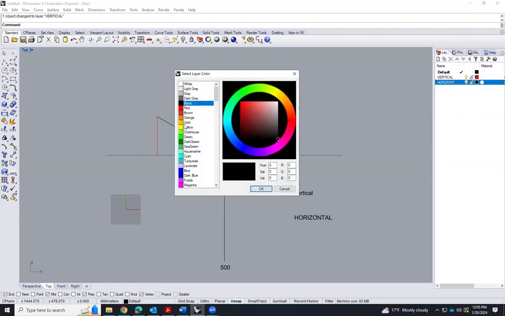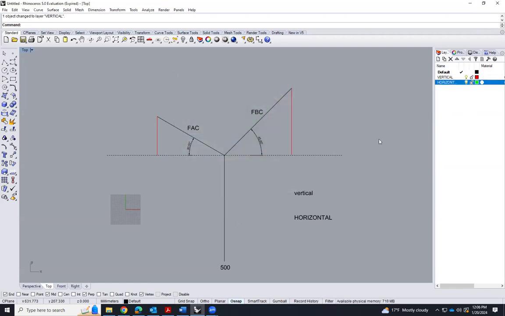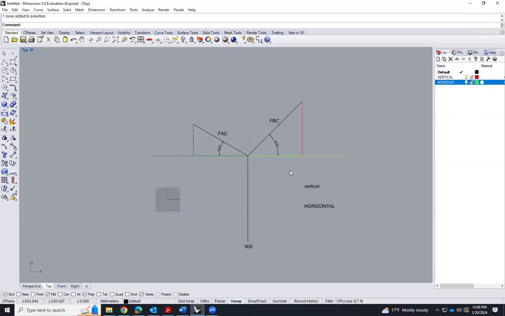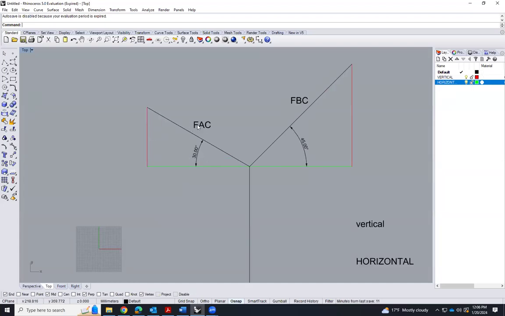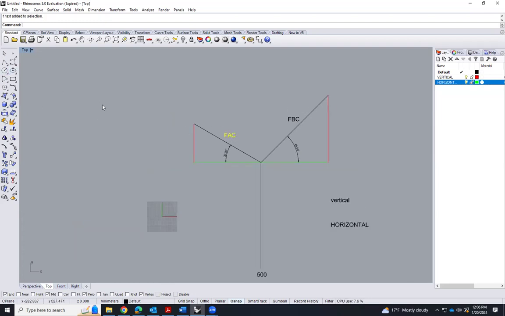And this horizontal component, it's going to be green. So I'm going to draw this horizontal component here and this horizontal component there. And if I select this, it's going to be green. Okay. But to leave this one because I think it's confusing. So what do we have here? We have the vertical component of FAC and the horizontal component of FAC, the vertical component of FBC, horizontal component of FBC. And what's the value?